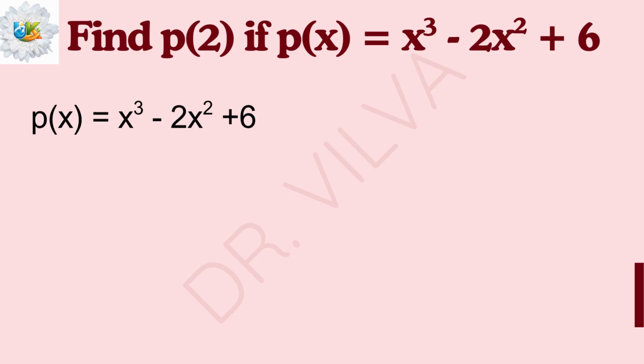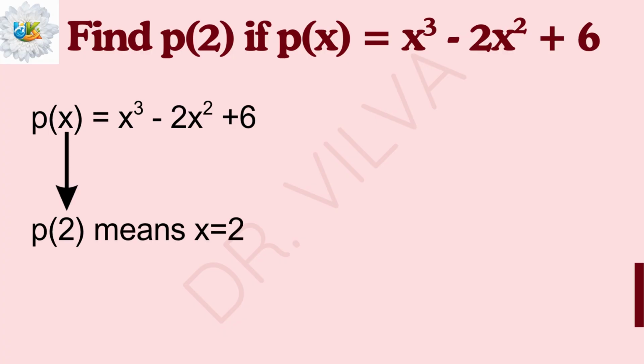Now you all know what is p of x. Now we will find p of 2. For example, p of x is x cube minus 2x square plus 6. We have to find p of 2. Just plug in 2 for every x.